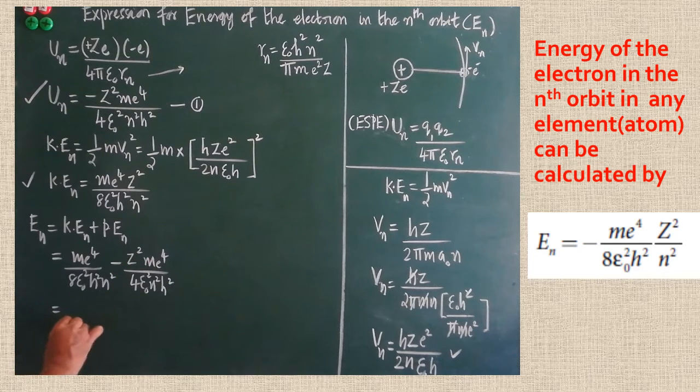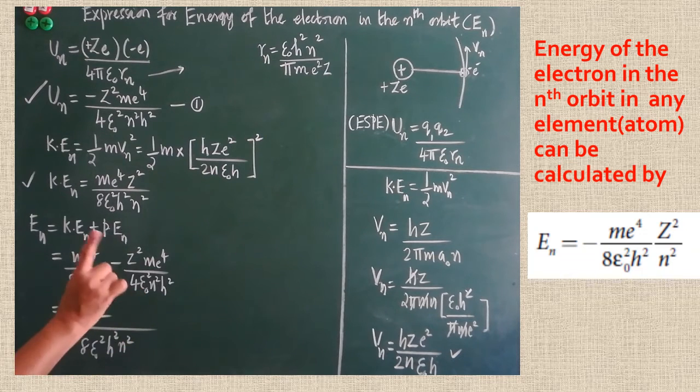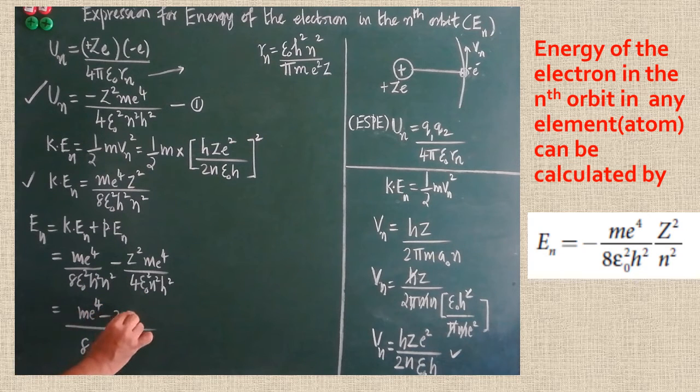Here the common factor is 8 epsilon naught square h square n square. If this one is divided by this one, you will get 1. Therefore, m e to the power of 4 you will get. Minus of, if this one is divided by this one, you will get 2. Therefore, 2 Z square m e to the power of 4 you will obtain.